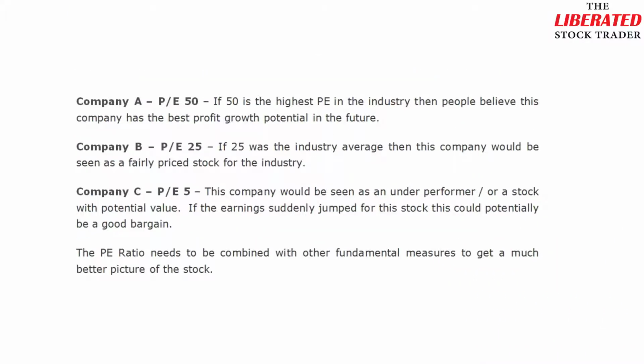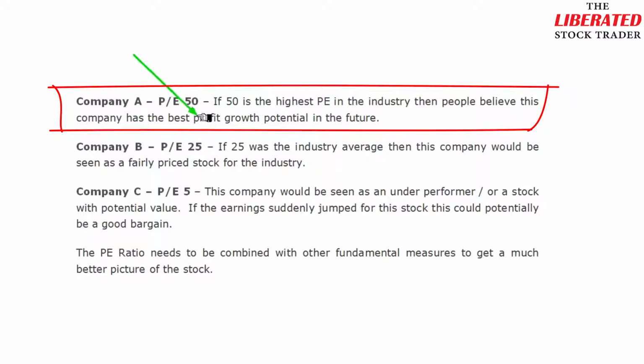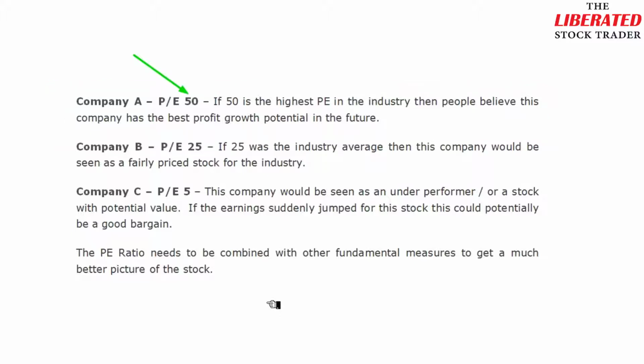Imagine the 3 companies in this example are all in the same industry providing similar services. Company A has a PE ratio of 50. If 50 is the highest PE in the industry, then people believe this company has the best profit growth potential in the future. The company is perceived to be worth more, and therefore they're paying more per share of its current earnings. That means they expect future earnings to be higher.